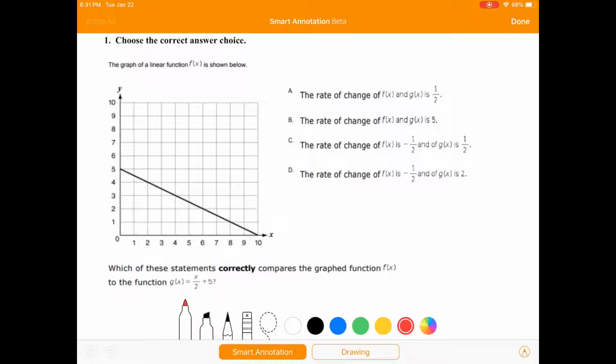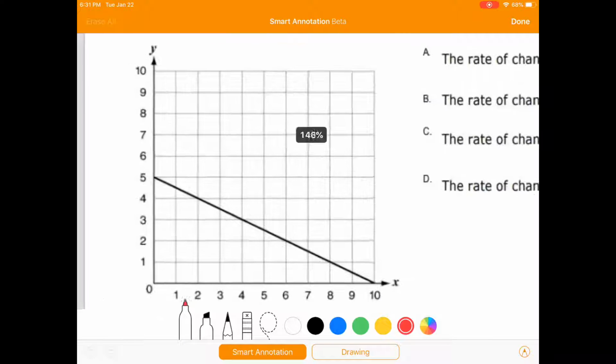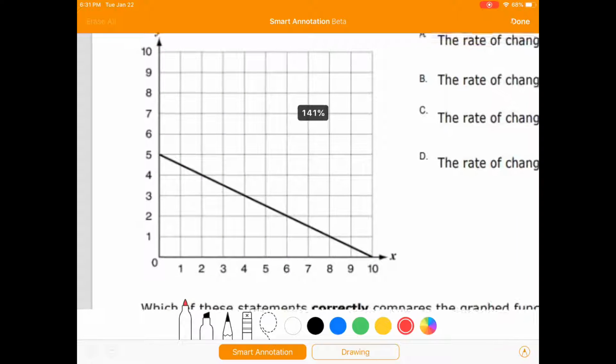The graph of a linear function f of x is shown below. So first things first, we're going to find the rate of change of f of x, which is the graph. When I say a rate of change, I also am meaning the slope.